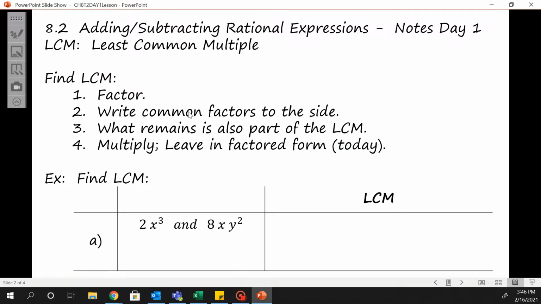All right, today we're going to be looking at day one of adding and subtracting rational expressions. We saw multiplying and dividing. Now we're looking at adding and subtracting. First thing we're going to look at is how to find a lowest common multiple.